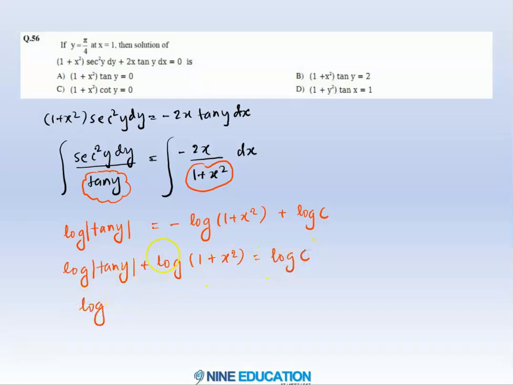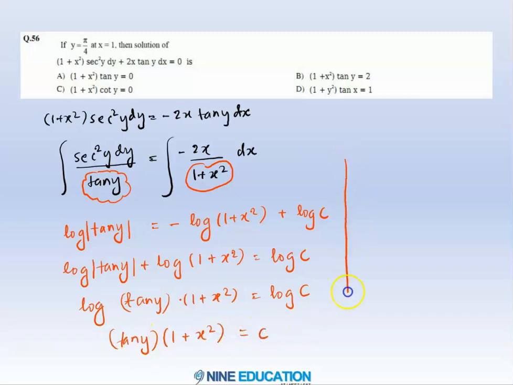And so after applying log m plus log n, this will become tan y into 1 plus x square equal to log of constant c. So therefore I can say tan y into 1 plus x square is equal to constant c.